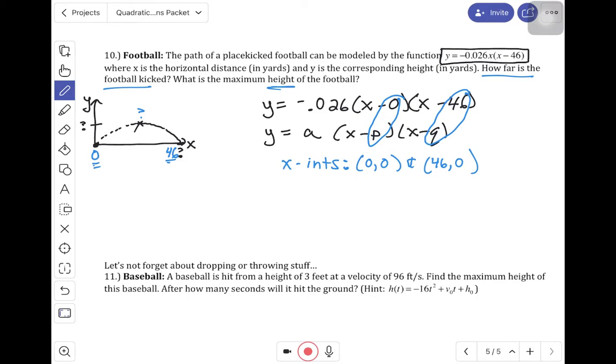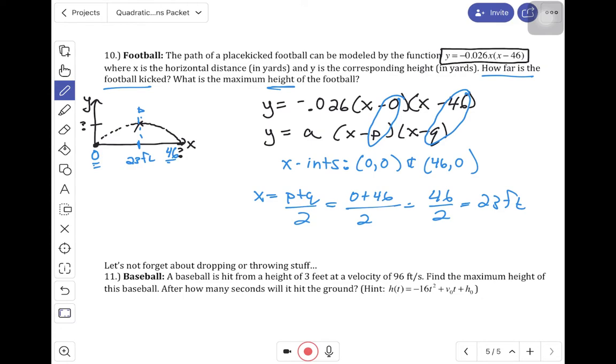Remember, to find the vertex when it's in intercept form, we have to first find that axis of symmetry. And that axis of symmetry formula is x equals p plus q over 2. So I'm going to take my intercepts of 0 and 46 and plug them in. We get 46 over 2, so that's 23 feet, which makes sense because halfway to 46 has to be 23 feet. But that's not how high the ball went. That's just the halfway point for my parabola there.